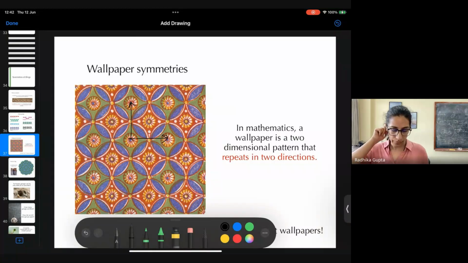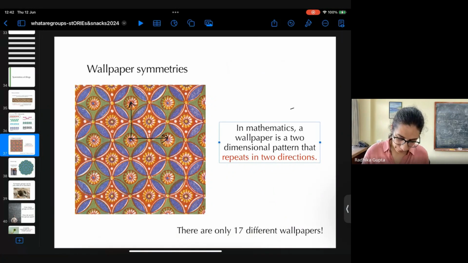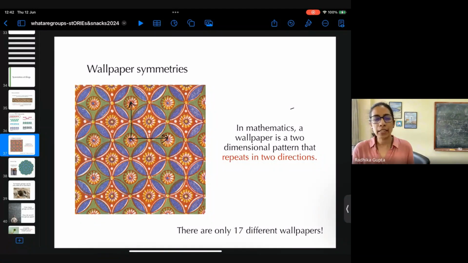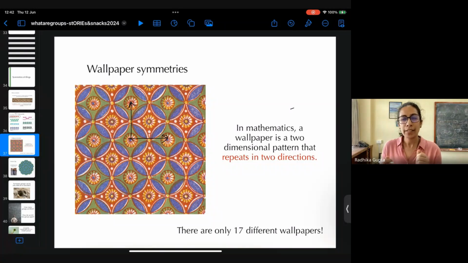So these are hard questions, coming up with symmetries of complicated patterns. For wallpapers, there are actually only 17 different wallpapers. Any wallpaper you see can only have possibly 17 different kinds of symmetry groups, which I think is mind-boggling. Because you can draw all sorts of intricate designs, but mathematically it's a theorem: there are only 17 different wallpapers.